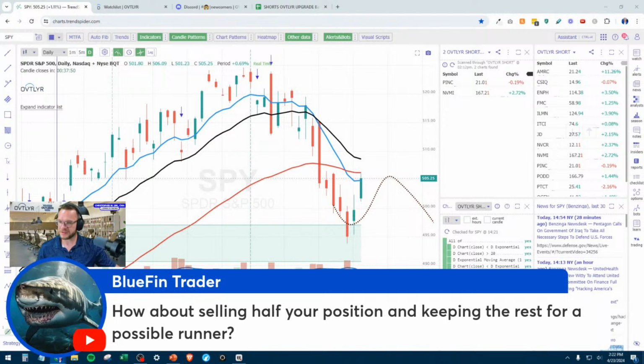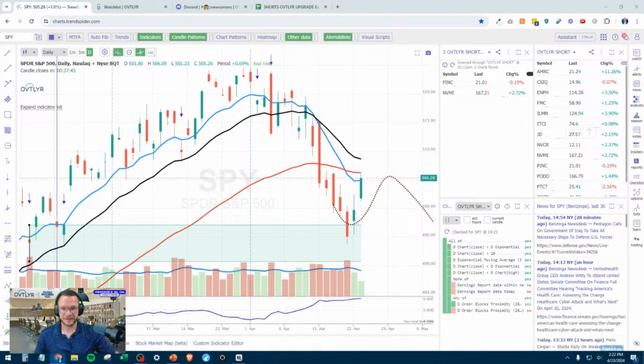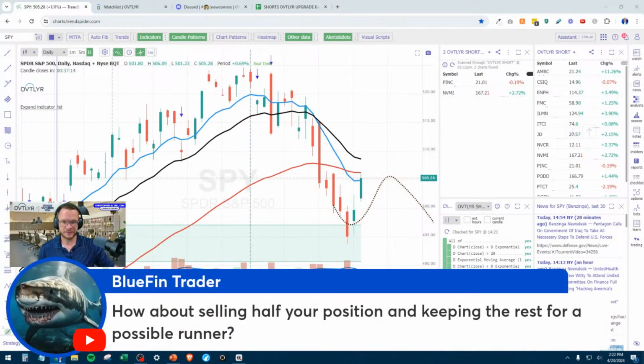How about selling half your position and keeping the rest on for possible running? That's not a bad idea. It's not at all. I am more of the all or nothing, right? One of the things I used to do is double up as the trade was working in my favor, something that the turtle traders did. And when that worked, it worked amazing. But when a trade reversed, now I've got twice as much working against me. And that, honestly, on balance, didn't work out for me. So maybe that's not a bad idea.